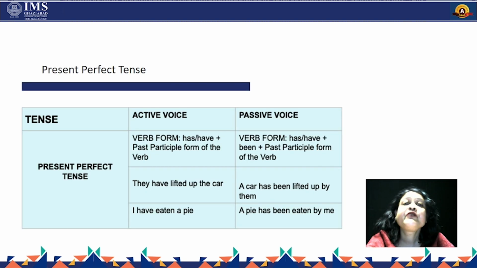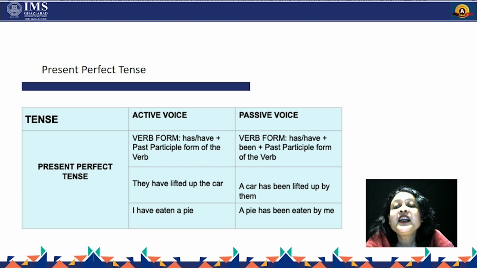Now we will focus on present perfect tense. Here what do we do? When we change a sentence from active to passive voice, the verb form changes from has, have plus participle form of the verb to has, have plus been plus participle form of the verb.